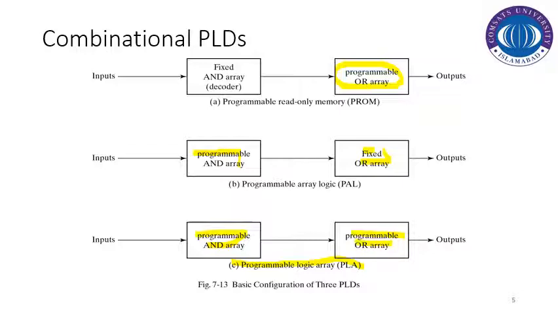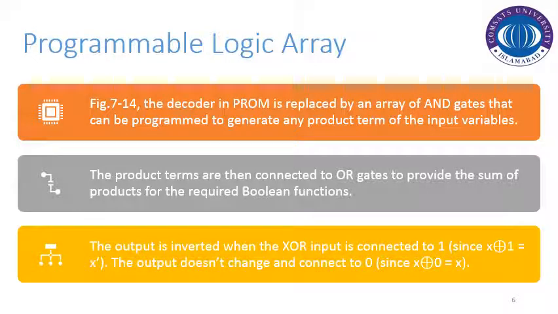So this is the difference between three architectures or three structures. Let us start with programmable logic array, PLA. If you remember, the PLA is basically a structure in which both the arrays, the AND array and OR array, are programmable. Let us see how the structure is organized and what the benefit is here.